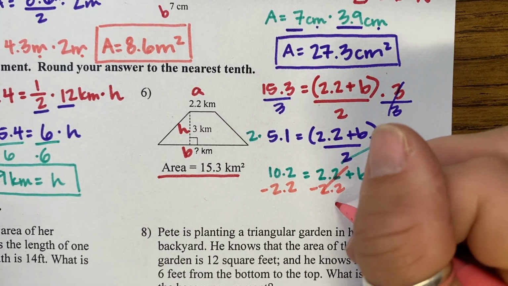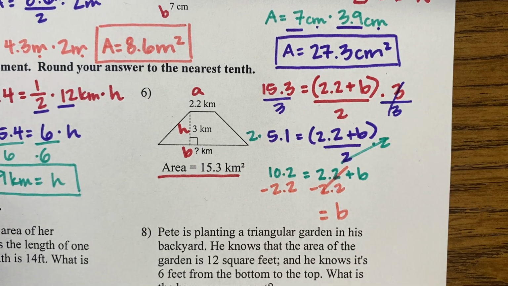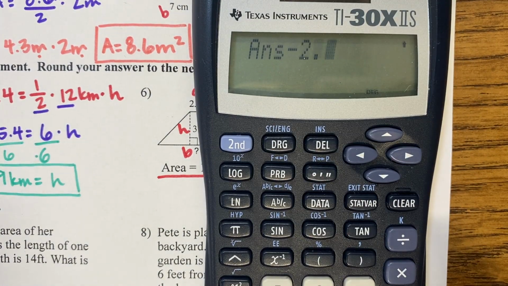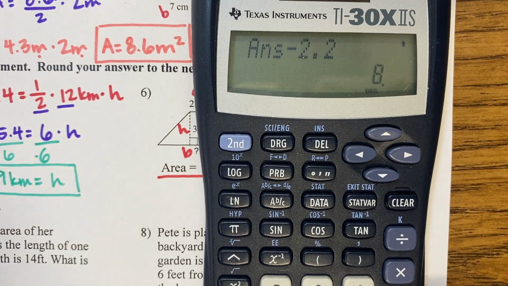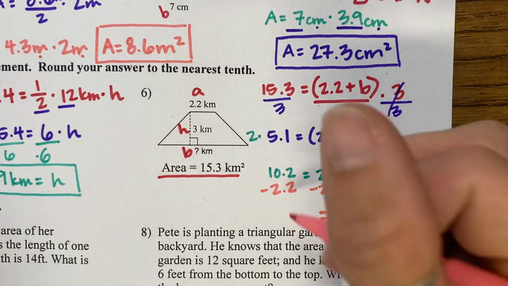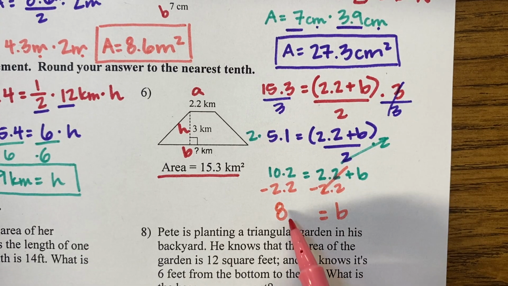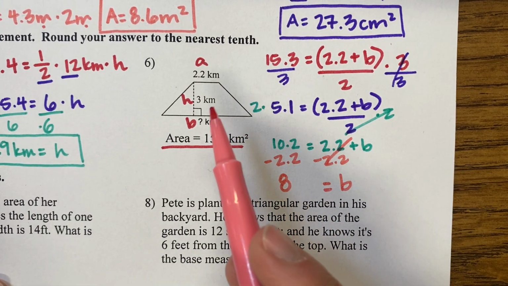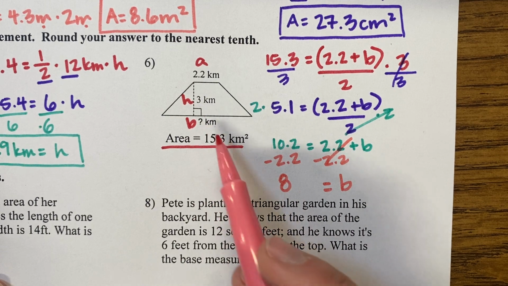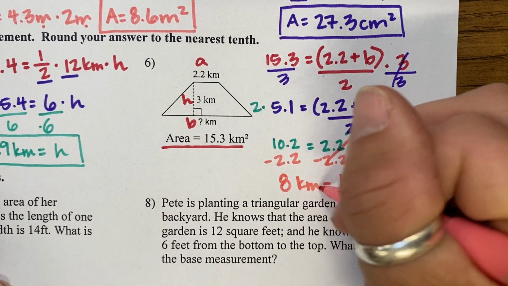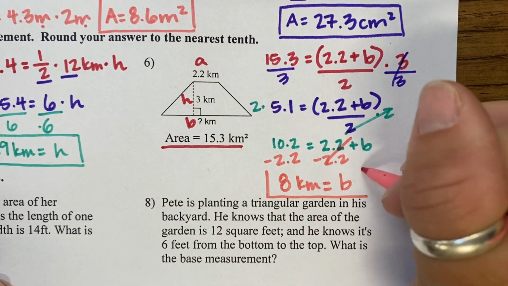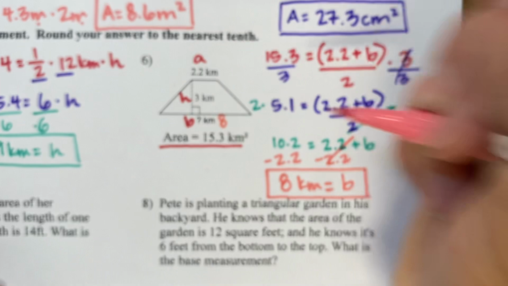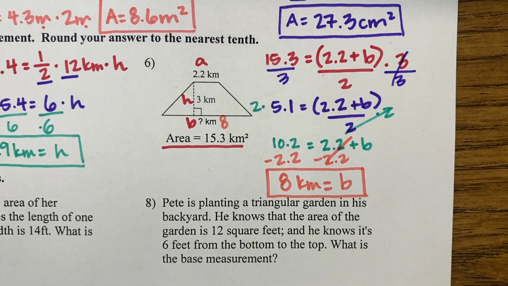So I get my B all by itself over here, which is great. So now all I need is 10.2 minus 2.2, and I get 8. A nice, pretty 8. But what are my units of measurement on my 8? We're looking for our base, which is just kilometers. So our base is 8 kilometers. Awesome.